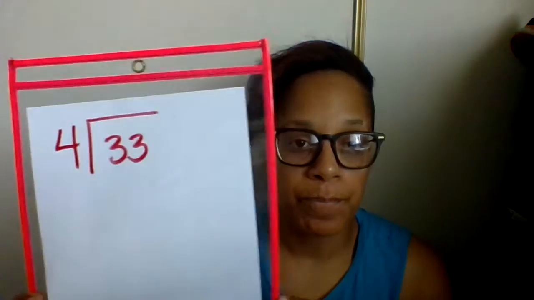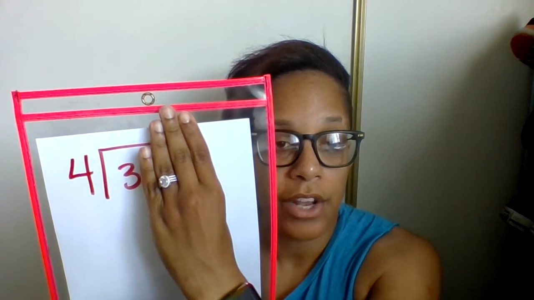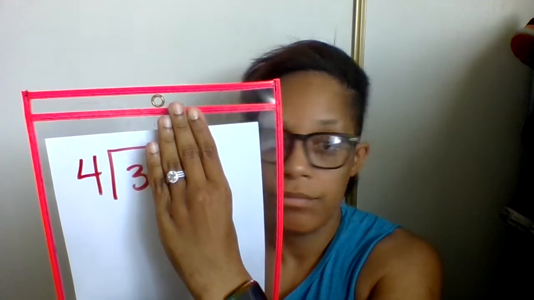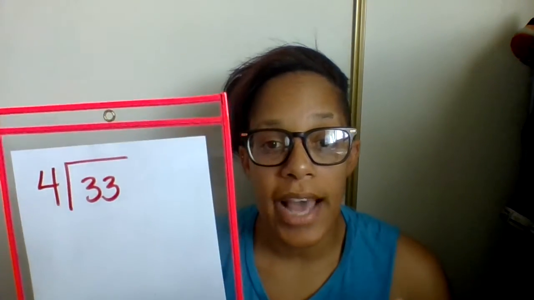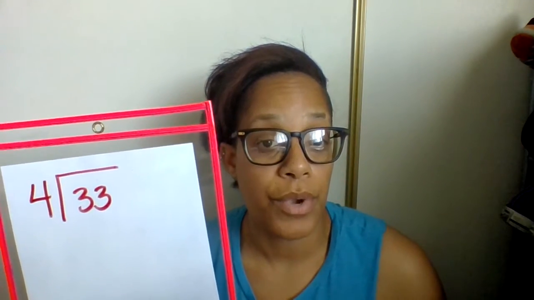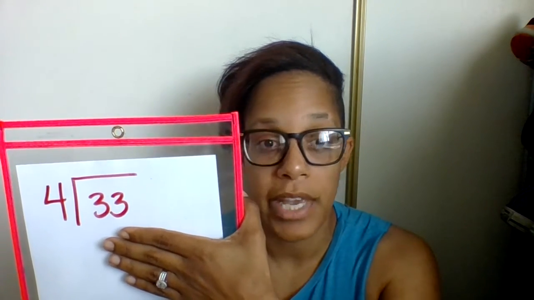So what about this one? 4 divided by 33. Again, if you look at that first digit, can you get a group of 4 out of it? No, so we have to look at both digits. So we ask ourselves, how many groups of 4 can we get out of 33? If we count by 4s, how many groups will we get till we get close to 33 but not bigger? Did you say 8? If you did, that's correct.